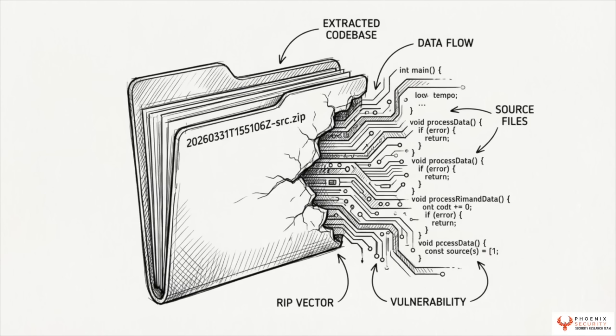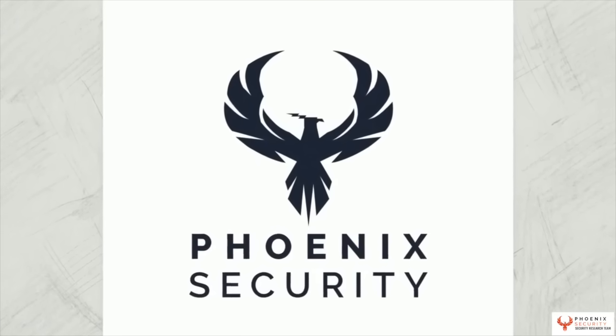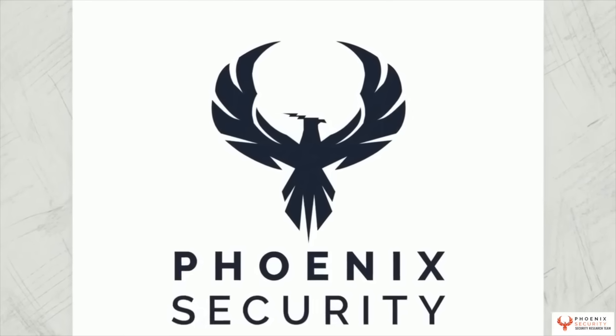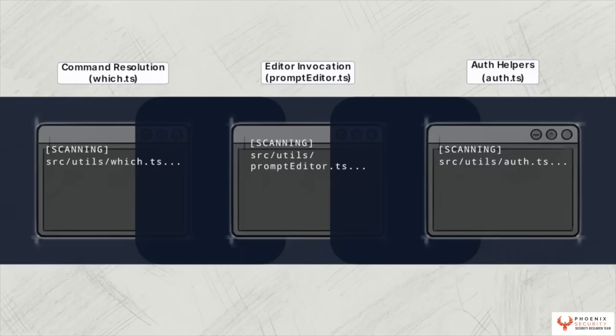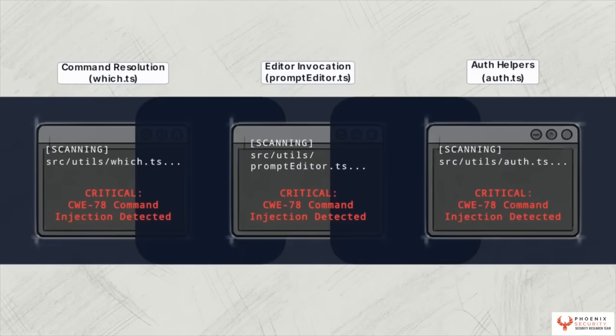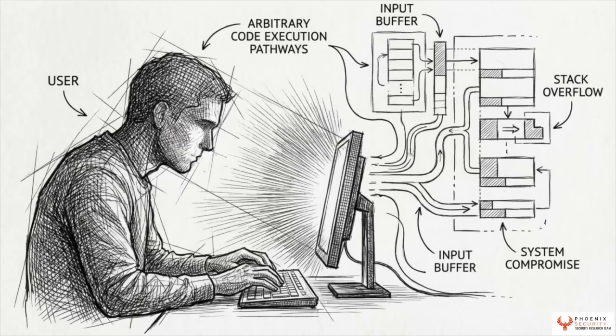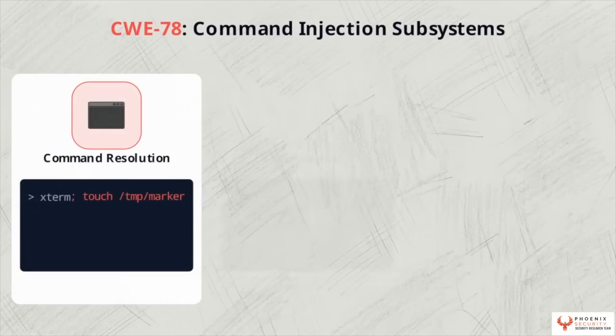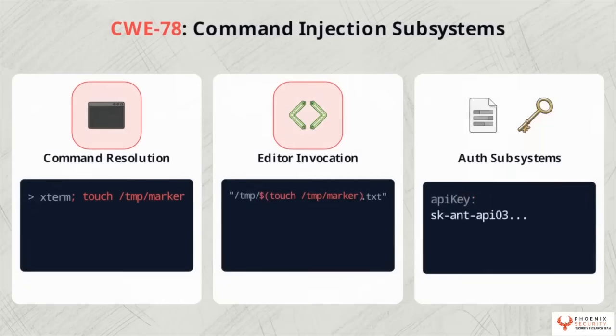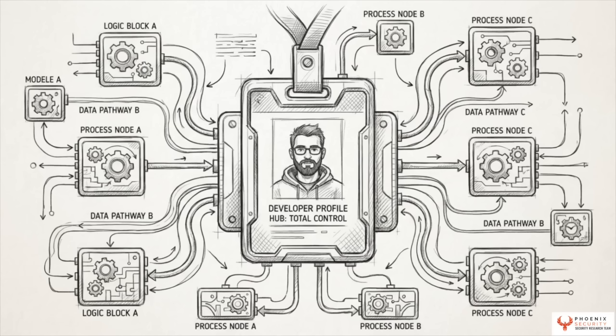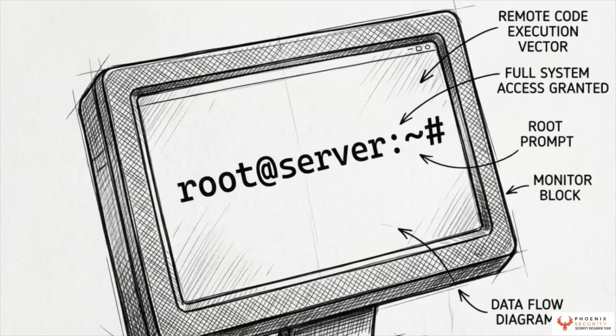On March 31, 2026, the source code for Anthropic's Claude Code CLI was exposed through a debugging artifact. Phoenix Security's Purple Code Navigator program immediately initiated a targeted security assessment of the extracted codebase. The audit confirmed 3 distinct command injection vulnerabilities. Attackers could execute arbitrary code through the CLI's command resolution, its editor invocation, and its authentication helper subsystems. Because the agent holds the developer's full access rights, these flaws bypass the need for local privilege escalation. They act as direct remote code execution vectors.